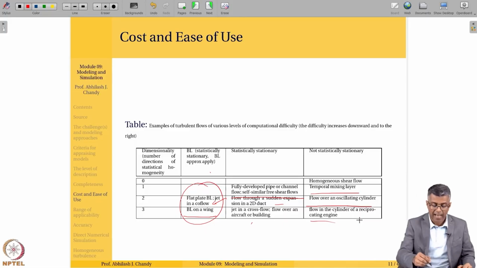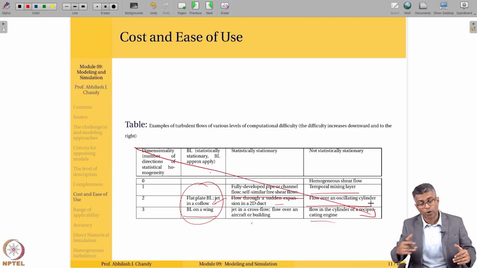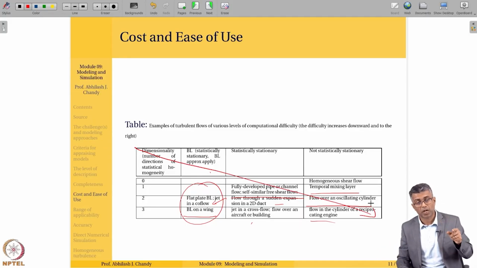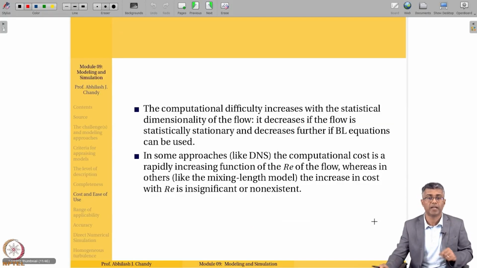So as you can see, as I go from the top left corner to the bottom right corner, my complexity is increasing. Why? Because my dimensionality is increasing from 0 to 1 to 2 to 3, and the boundary layer approximation is no longer holding. It is becoming more like a statistically stationary flow without the boundary layer approximation, and on the other end I am getting a not statistically stationary flow. That is harder to solve, because I have to solve it with respect to time. So this is what I mean by the computational difficulty increases.